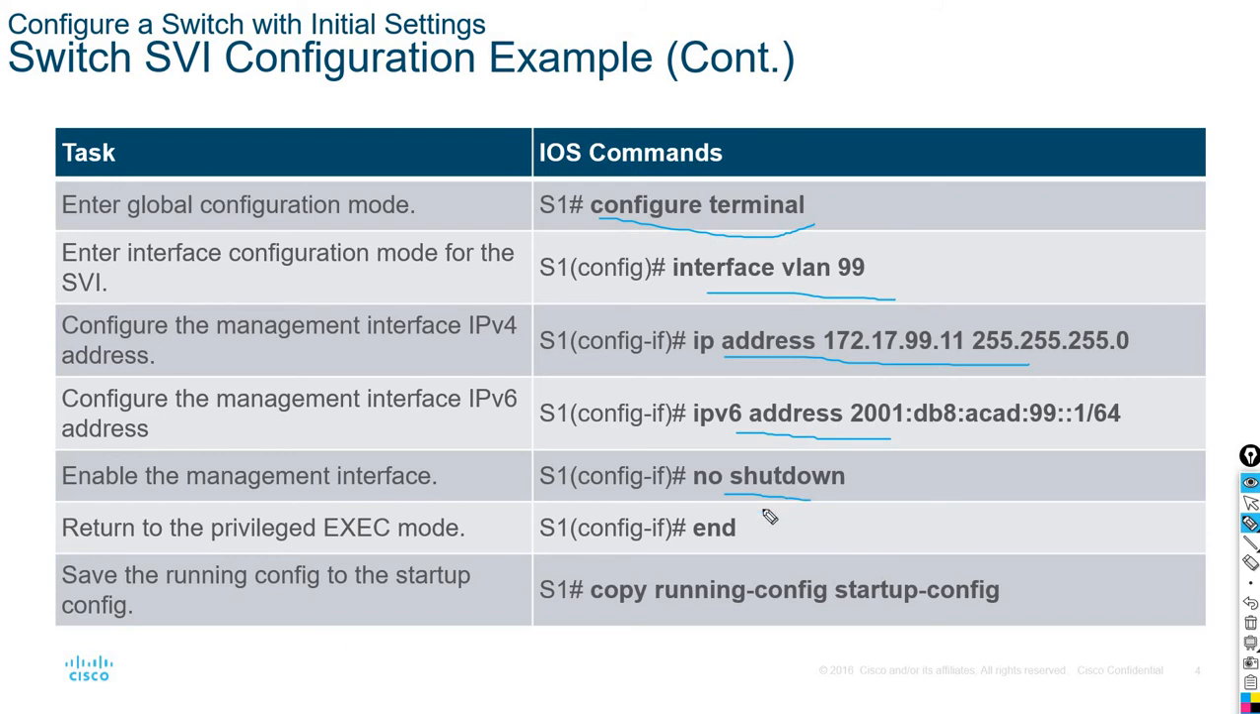After that, return to privileged mode with the end command, and to save the running configuration to the startup configuration file, use the command copy running-config startup-config.